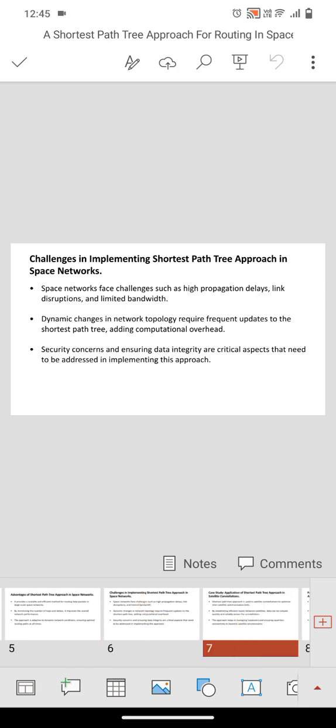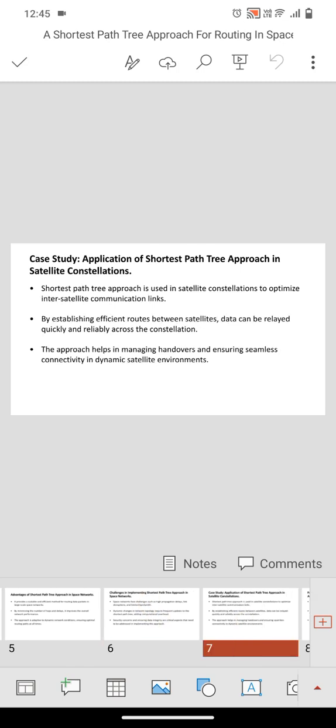We can see the next slide. Case study. Applications of the shortest path tree approach in satellite constellations. The shortest path approach is used in satellite constellations to optimize inter-satellite communication links by establishing efficient routes between satellites. Data can be relayed quickly and reliably across the constellation, adapting to changes in the dynamic satellite environment.